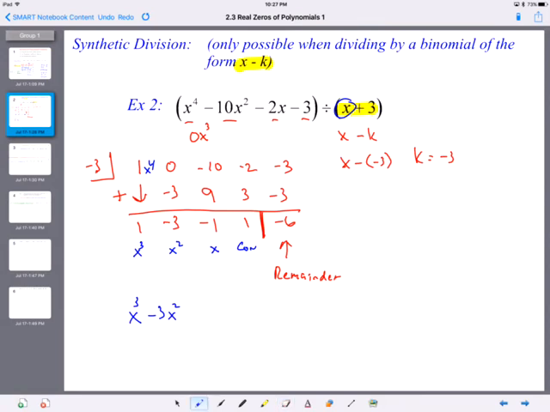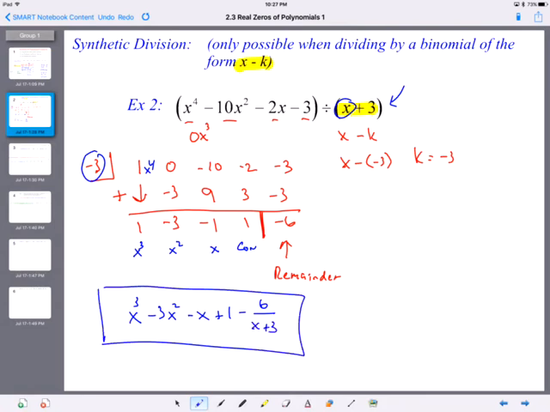So when you write your answer, you have x cubed minus 3x squared minus x plus 1, minus 6 over your divisor. Your divisor is not negative 3. Remember, your divisor is up here at x plus 3. So all of that is over x plus 3. And there's your answer to synthetic division.